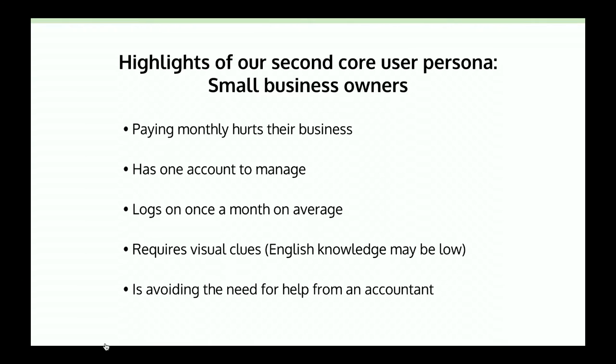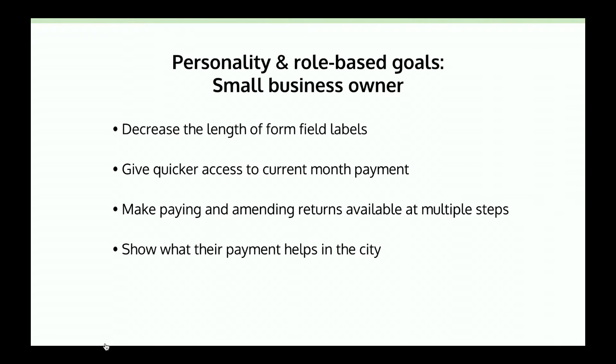They only have one account to manage, so it's not as much for them to sift through. But they're also not as used to this as the CPA accountants, so we need to handhold a little bit more throughout here. Based on what we've learned for personality-based goals, we can decrease the length of form fields so that's easier for them to scan. We want to make sure that the form really makes sense to them and they can read through quickly.